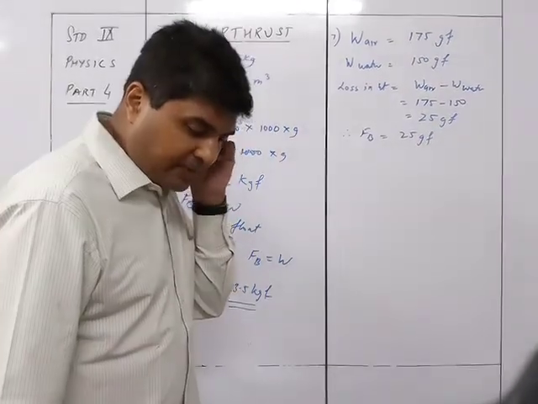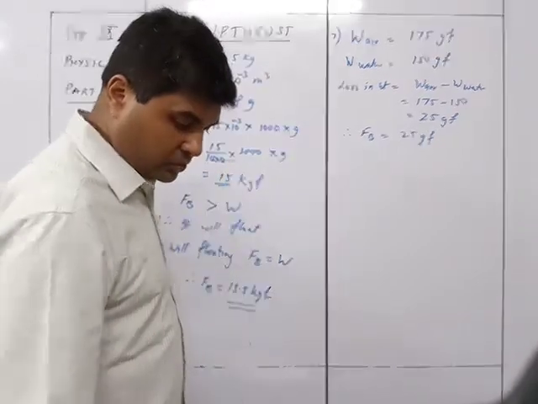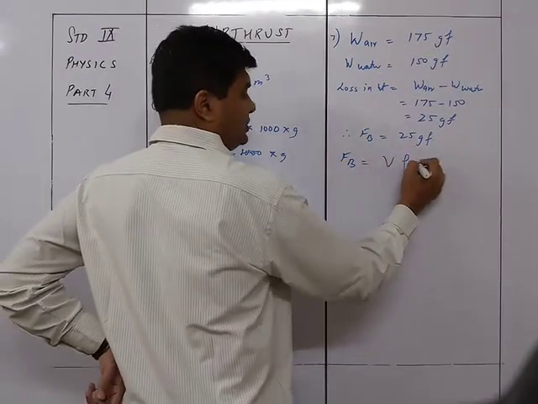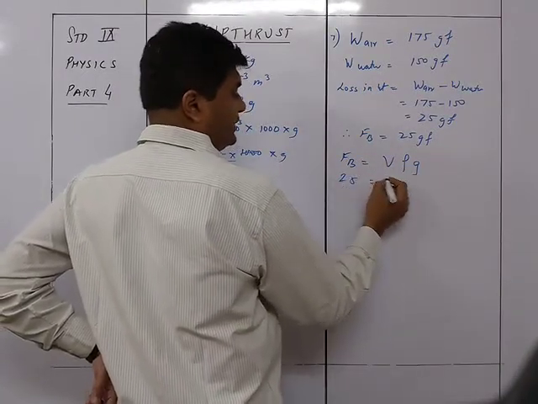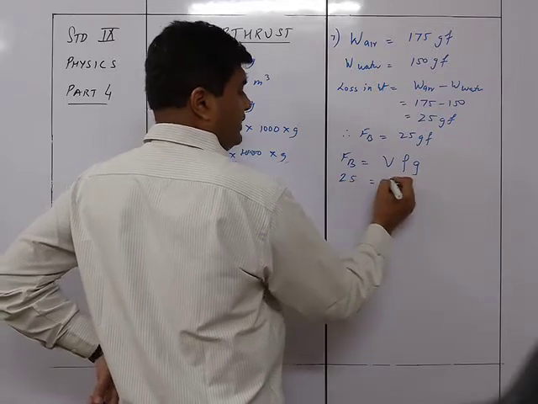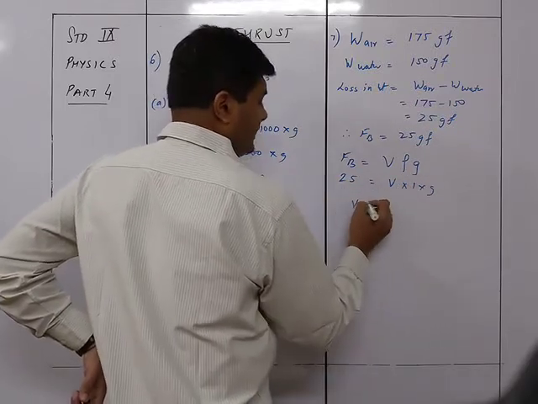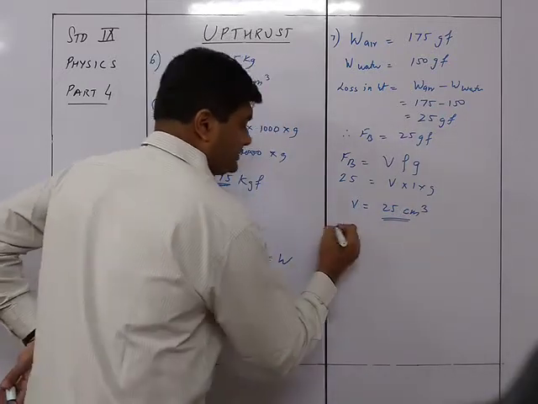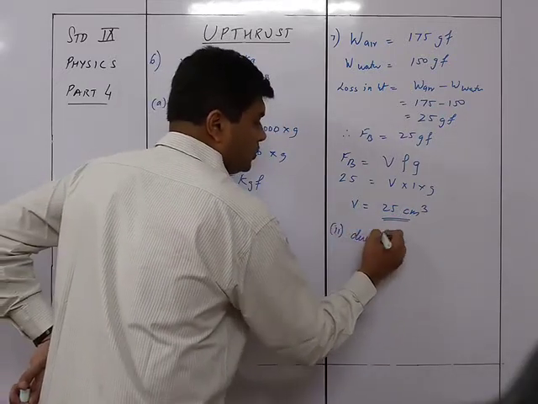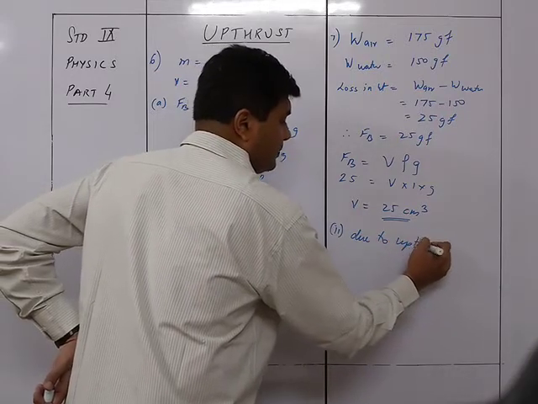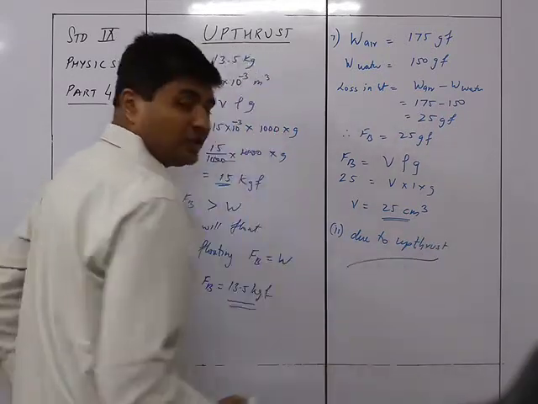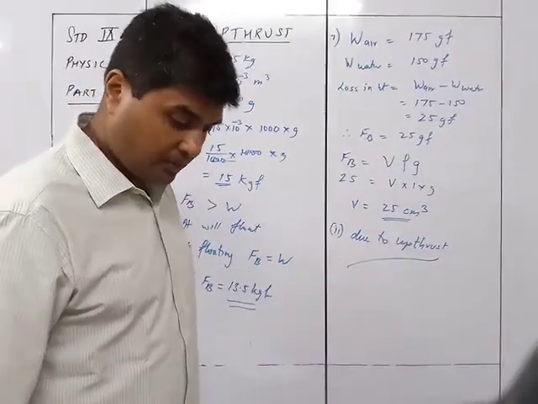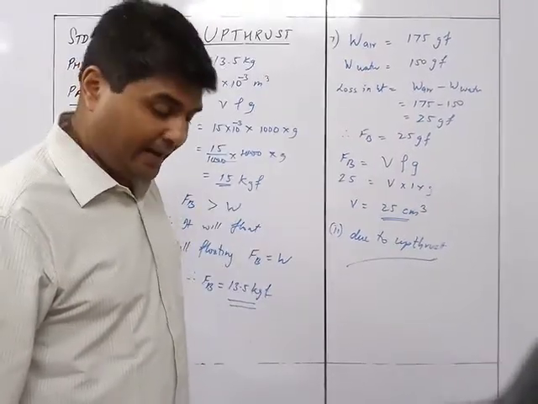What is the volume of the brass piece, and why is the brass piece weighing less in the water? Now we know FB is equal to V rho g, which is 25 equals V into 1 into g. Therefore V is equal to 25 centimeter cube. And the second part is due to upthrust. Why is it weighing less in water? It is due to the upthrust that the brass piece weighs less in water. We now move on to sum number 8.